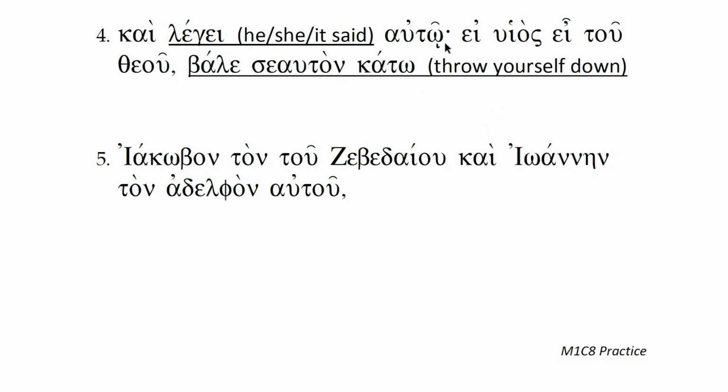I suppose there's a case where that probably comes up, but it's going to be rather rare. So, and he said to him, e huias e tu theu, if you are the son, or it could even be a son, because there's no definite article there, but let's assume it's the son of God, bale seauton kato, throw yourself down. This is Satan tempting Jesus in the wilderness, right? Takes him up to the pinnacle of the temple and tries to get him to throw himself off. Jesus doesn't fall for it, right? So here's the auto, that dative.